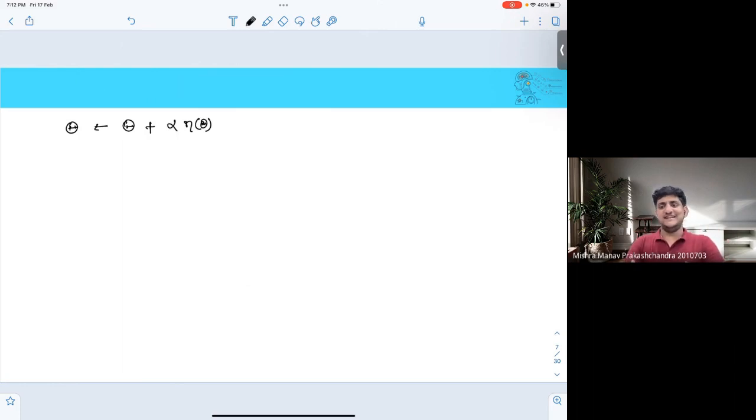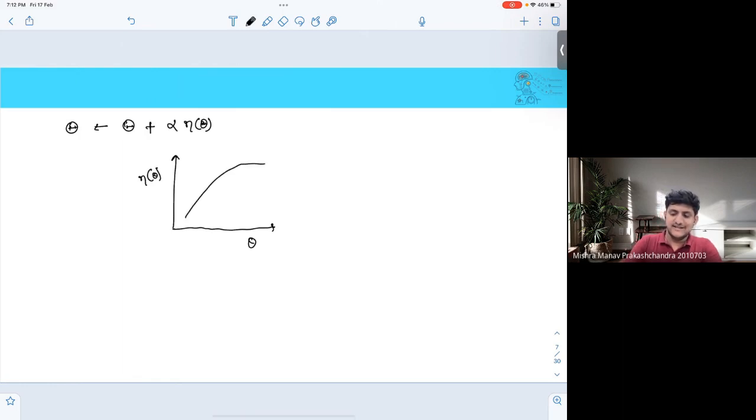So I have my new estimate, which is theta t plus one. I have my old estimate, which is the original theta, step size parameter alpha. And the error term is now the performance metric over here. So it's like saying, if I make a plot of theta versus eta of theta, which is my expected reward, and let's say the curve looks something like this, I initially start off with some theta zero. In the next update, I would try to move in the positive direction of the gradient.